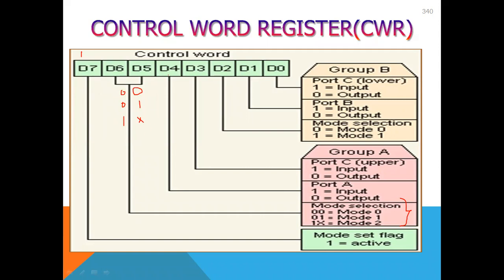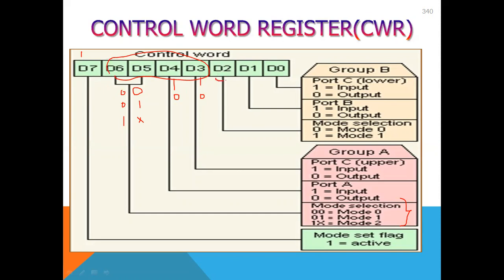D4 means it is group A. Group A is controlled by port A and the upper part of port C. So for port A, D4 value 1 means it is an input operation, and 0 means it is an output operation. D3 means it is the port C upper part. So 1 means input, 0 means output. So these 4 bits are under the control of group A.